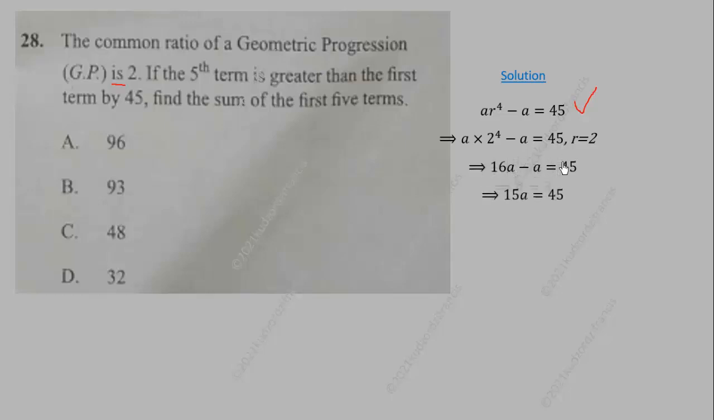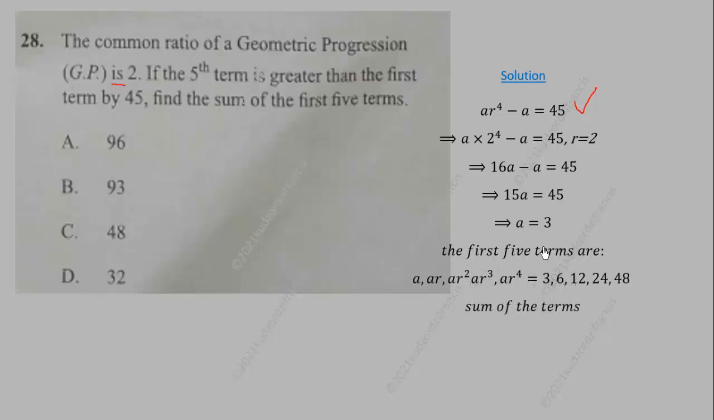So this will give us 15a equals 45, and a is 3. Now we have to find the sum of the first 5 terms. So the sum of the first 5 terms is given by this. We can find the first 5 terms and add them, or we can also use the formula. So that will give us 93.